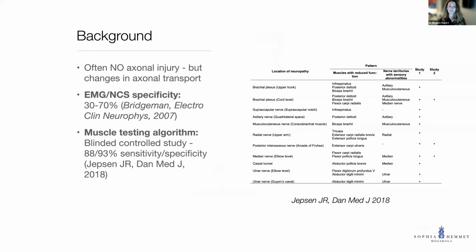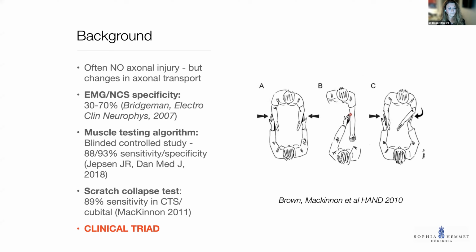So the clinical skills that Dr. Lee Dellon is talking about is, among other things, muscle testing. In a blinded controlled study published by Jepsen and co-workers in 2018, they looked at using a standardized muscle testing algorithm for upper extremity nerve compressions. And what they found was that they had an 88% sensitivity and a 93% specificity. Susan McKinnon went on to describe the scratch collapse test. And she found that this has an 89% sensitivity in carpal tunnel and cubital tunnel syndromes. So based on this, we use a clinical triad.